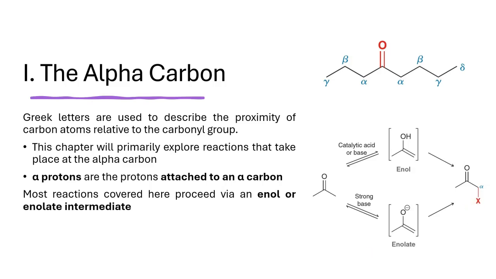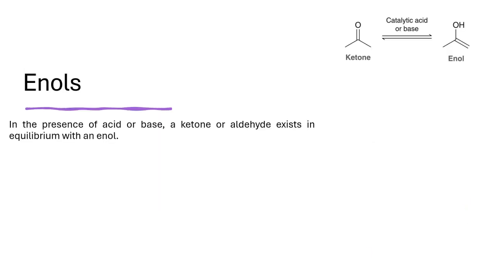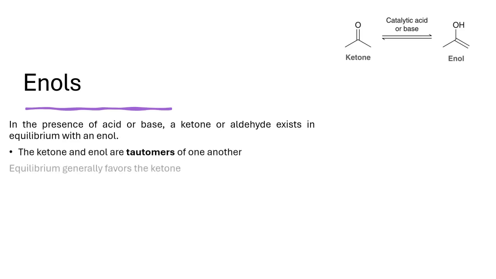Enols. In the presence of catalytic acid or base, a ketone or an aldehyde exists in equilibrium with an enol. An enol is a compound that has, on an sp2 hybridized carbon, a double bond and an OH group. The ketone and the enol are tautomers of one another. Equilibrium generally favors the ketone. But there are exceptions where the enol form is favored at equilibrium.